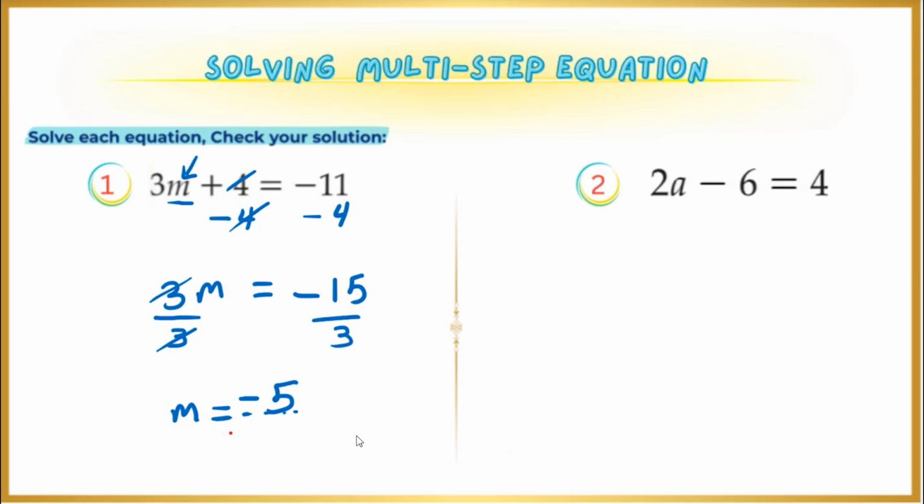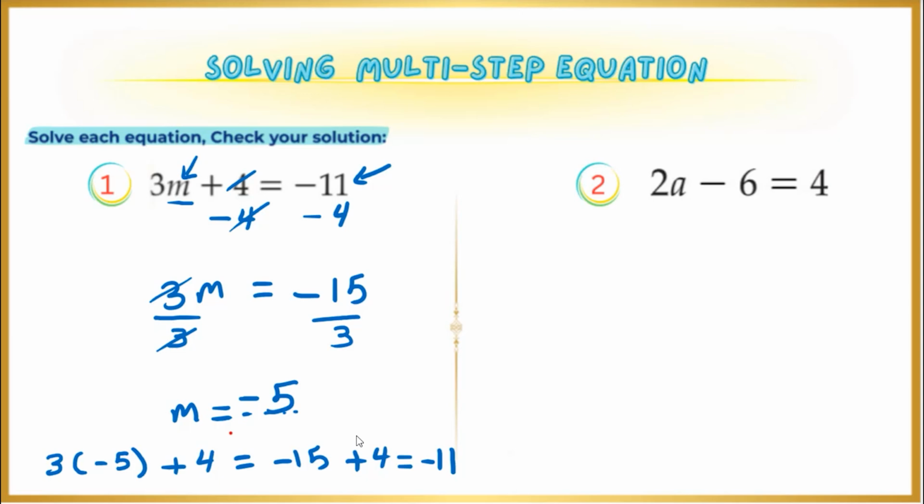If you want to check your answer, you can substitute here. For example, you can set 3 multiplied by negative 5 plus 4 and check whether your answer will be negative 11 or not. 3 times negative 5 will be negative 15. Negative 15 plus 4, different signs, we do minus, it will be negative 11. The same as the right side here. This means the solution we got is correct.